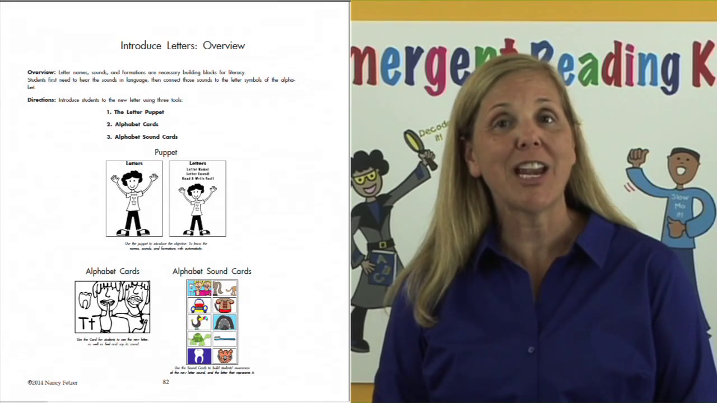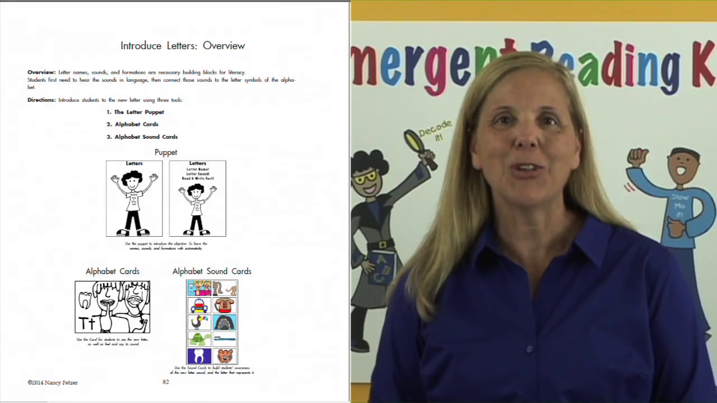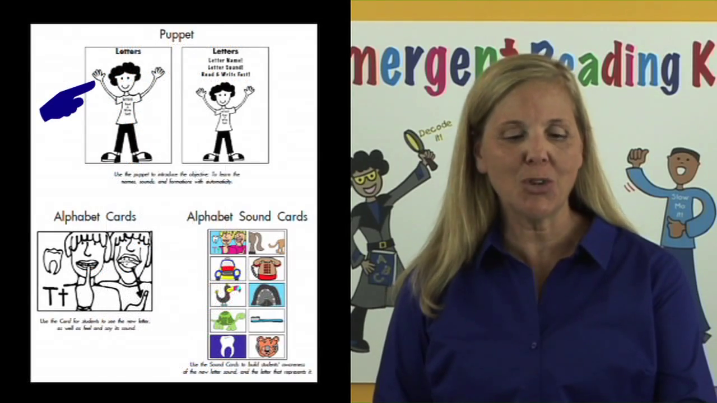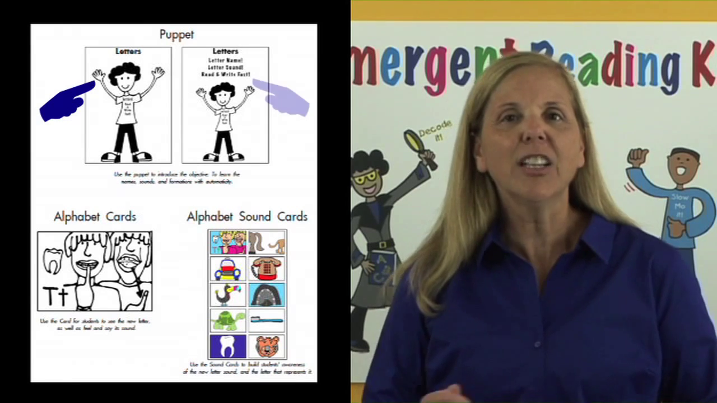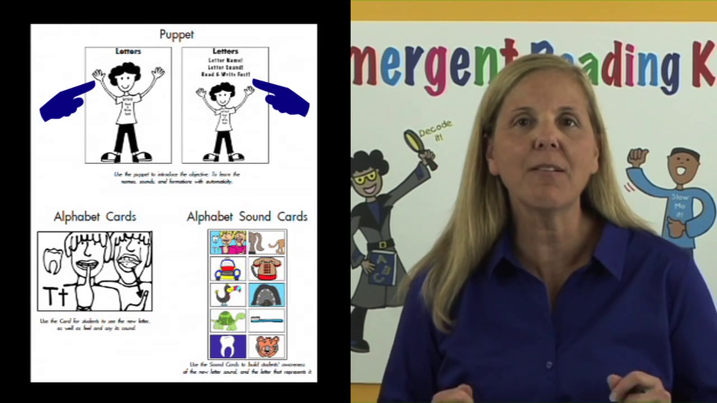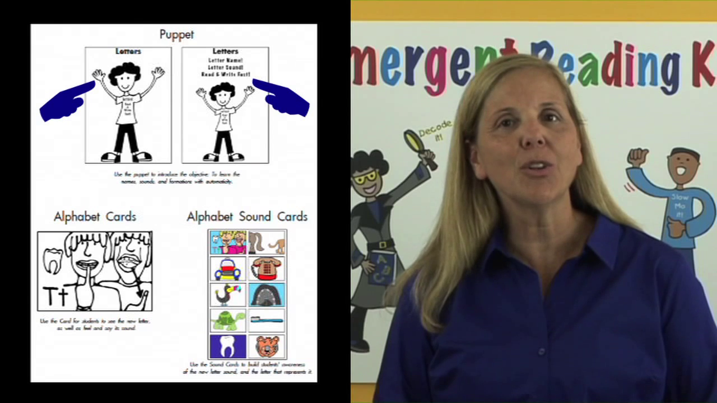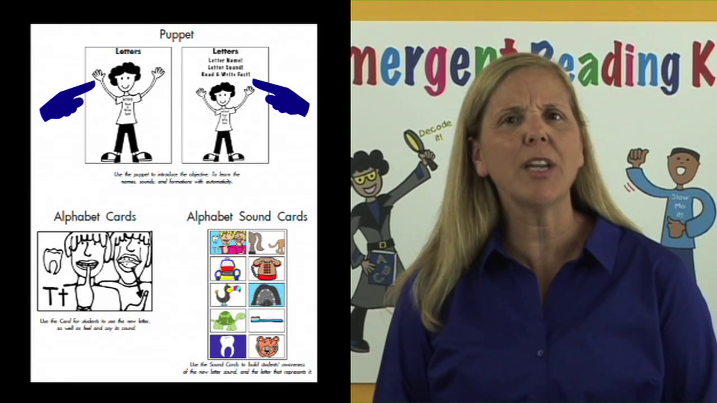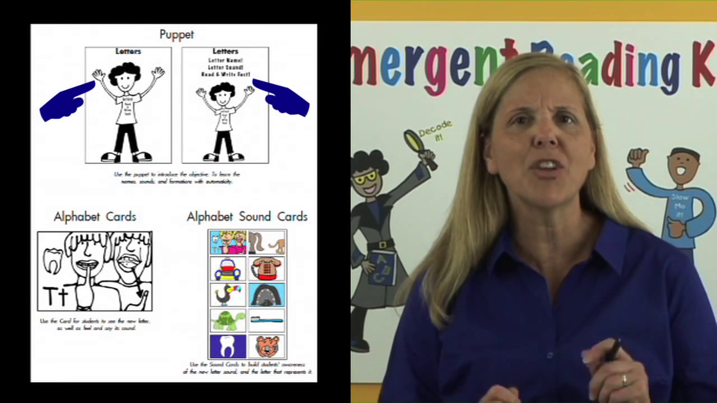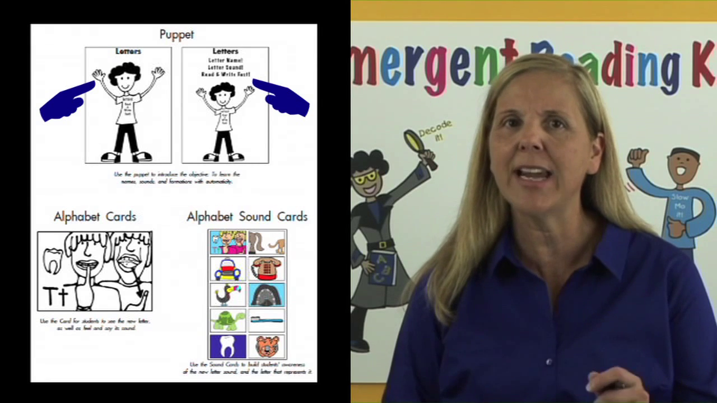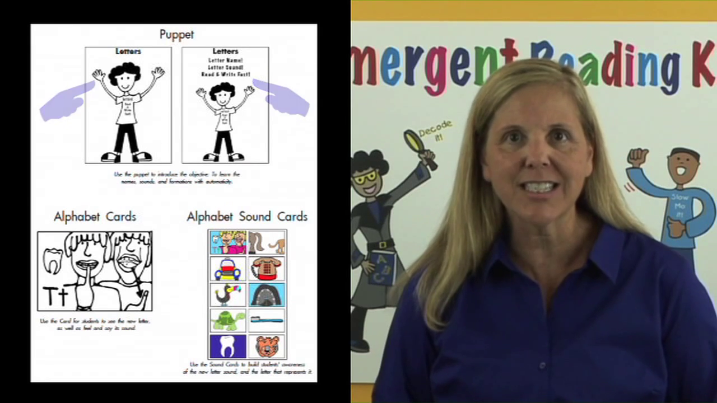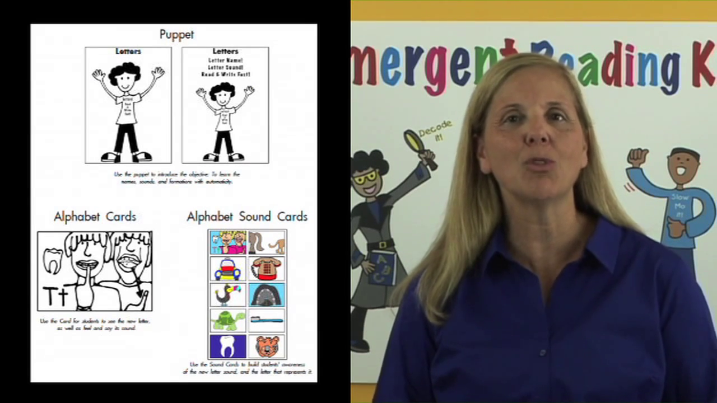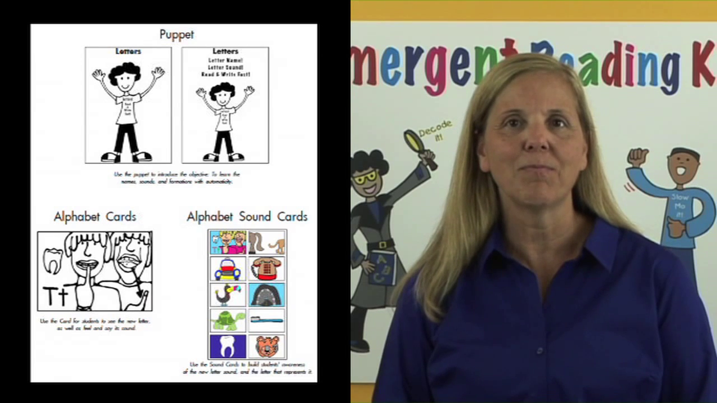Let's flip back to page 82 and let's introduce a letter. Show the puppet to the students and make the chant. Letter name, letter sound, read and write fast. We're going to learn a new letter, and when we learn that letter, what do we need to do? We need to say the name, the sound, and we need to read and write that letter fast. The puppet is reminding the students what they need to do.